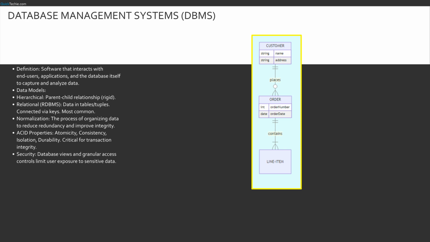From a security component perspective, auditors check for database views. Views allow users to see only the data they need, e.g., seeing an employee's name but not their salary, providing a critical internal control layer.